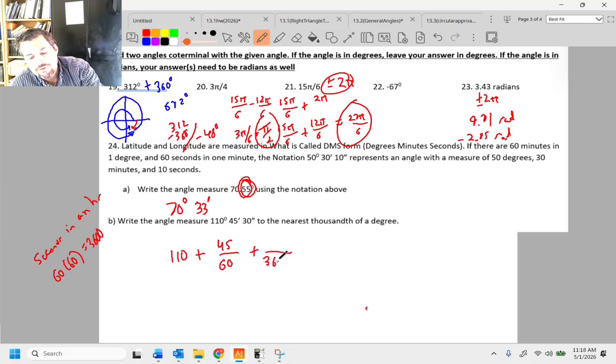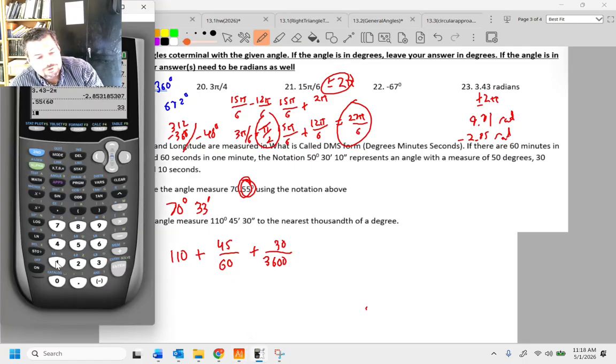It works the same for latitude and longitude. And then we're going to push some buttons. And there we go. It's 110.76 degrees.